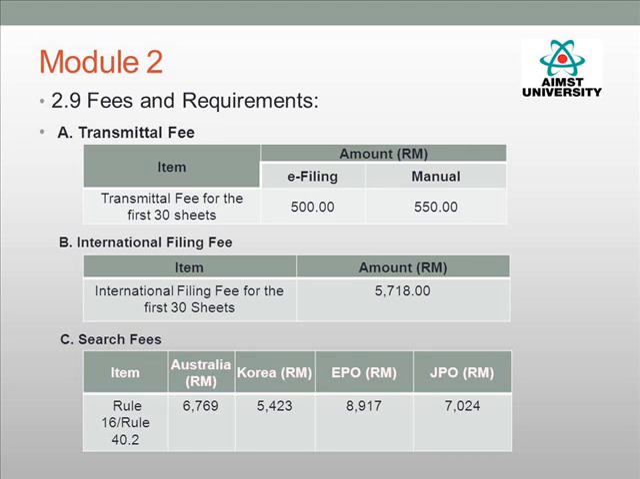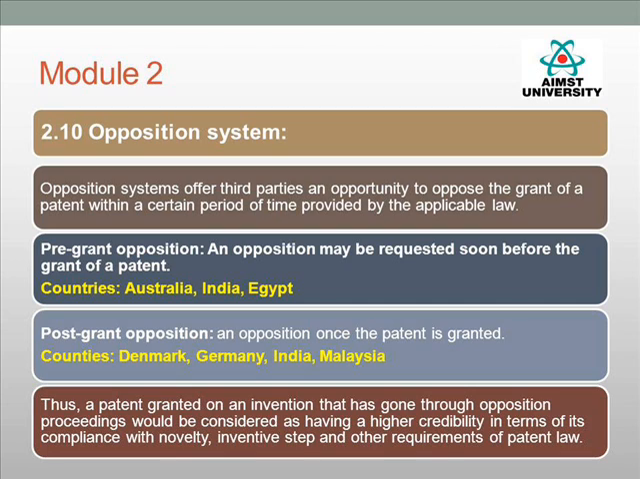Opposition systems. Many countries provide opposition mechanisms in their patent systems. Opposition systems offer third parties the opportunity to oppose the grant of a patent within a certain period of time provided by the applicable law. An opponent must allege at least one of the grounds for opposition among those that are prescribed in the applicable law. Opposition procedures are closely related to the patent granting procedure.